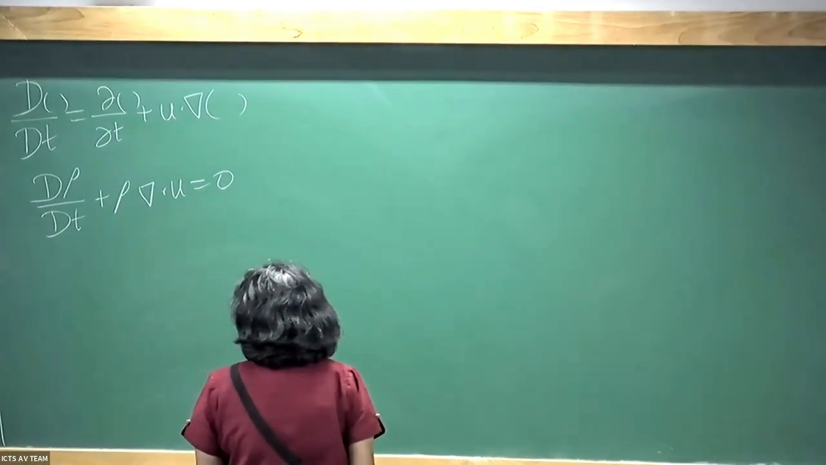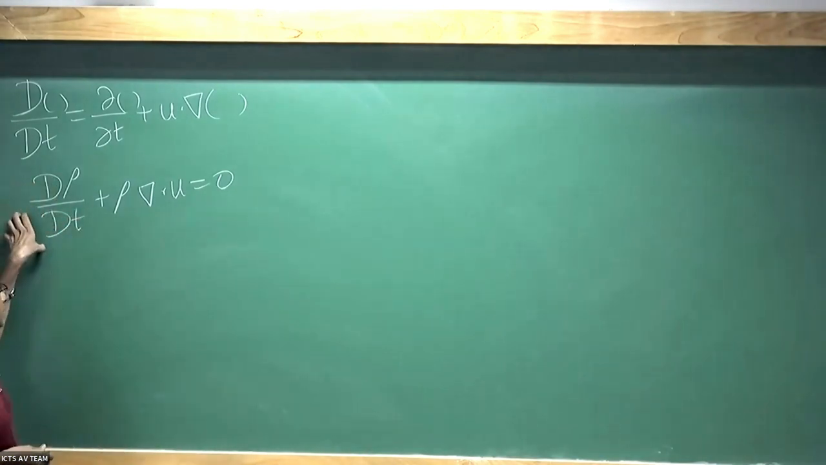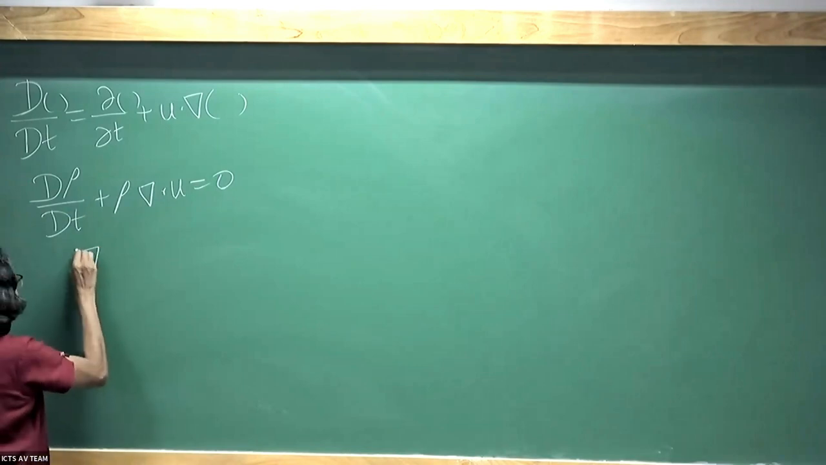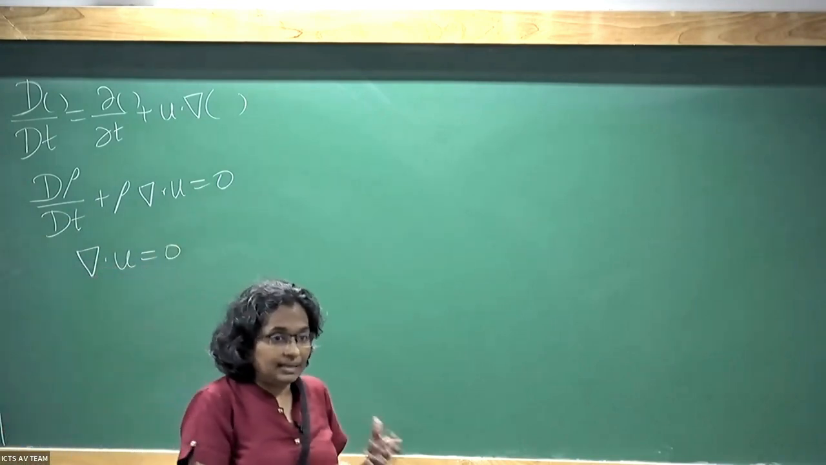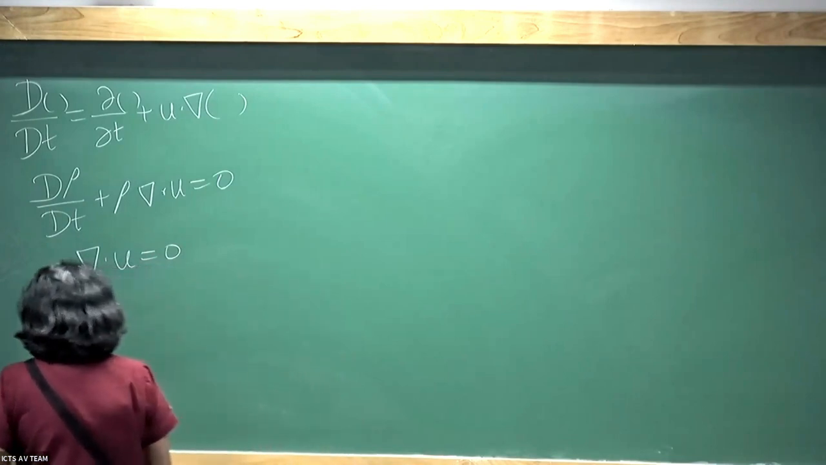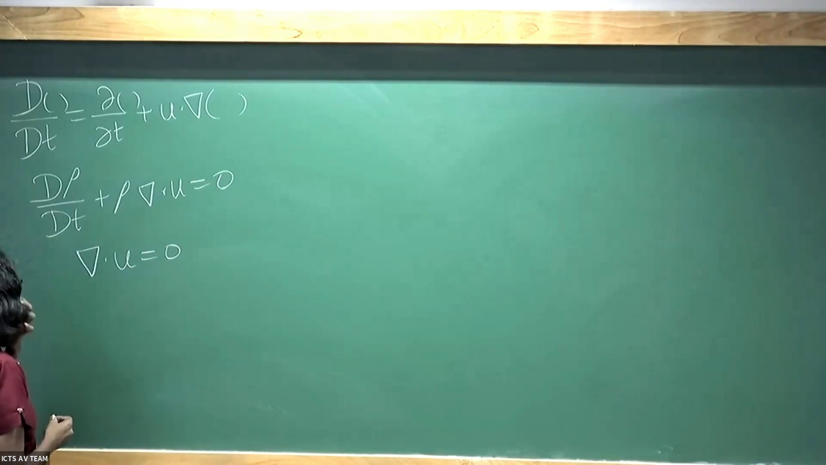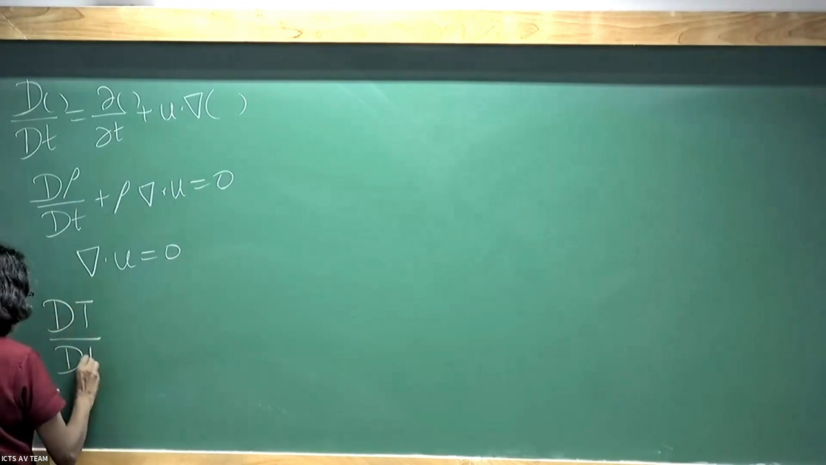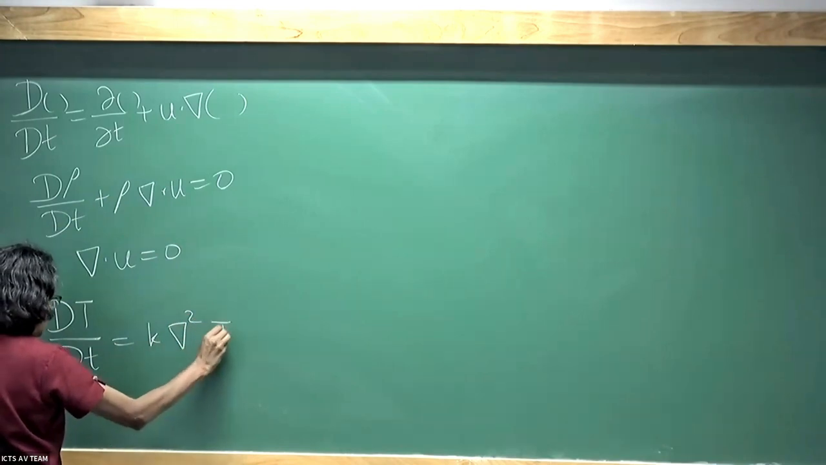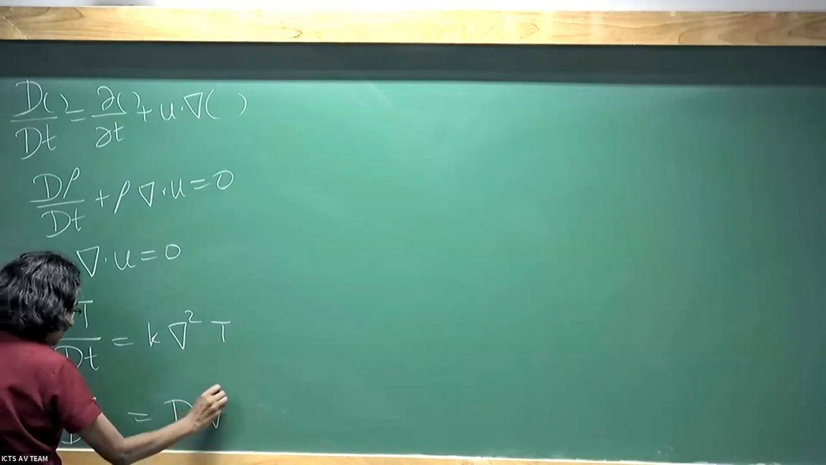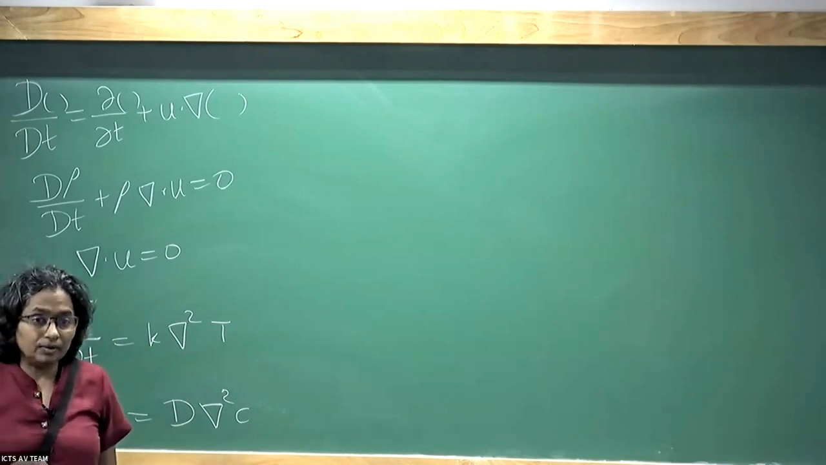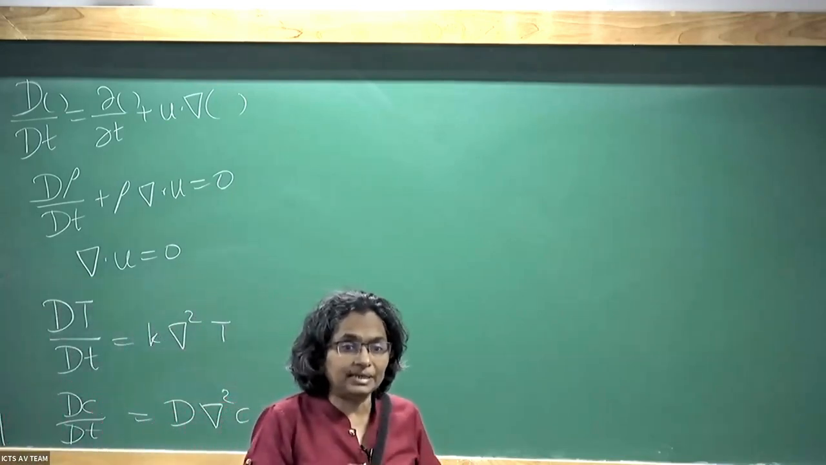And in the continuity equation, we said that if the Mach number is small, that means if velocities are slow compared to the speed of sound, we can consider the flow to be incompressible. So we simplified it to del dot u equal to zero, and that's what we are going to use in our course. Then we went on to the temperature and concentration equations, both of which we derived. And dc by dt equal to D del square c, right?